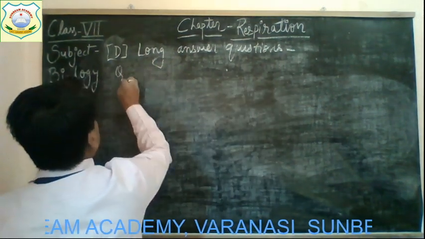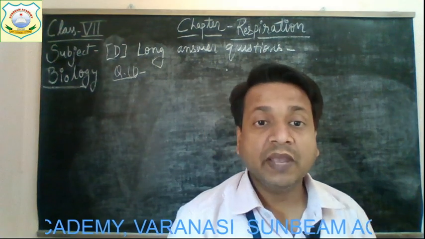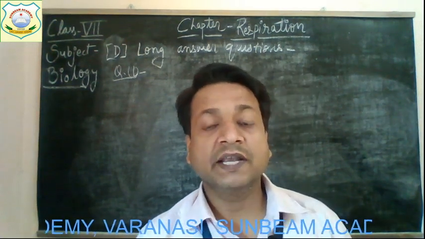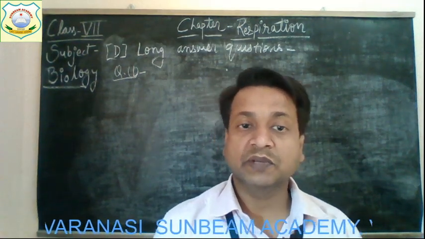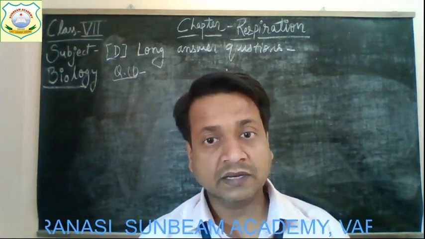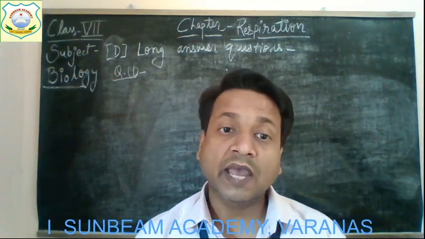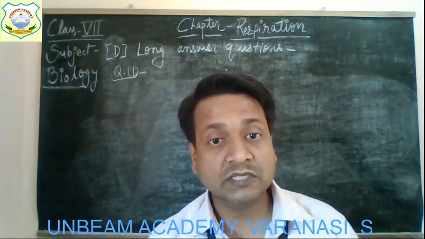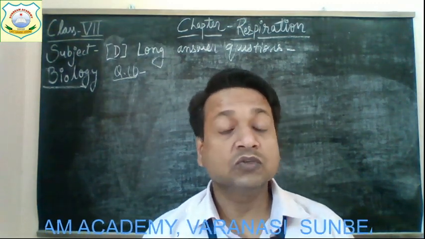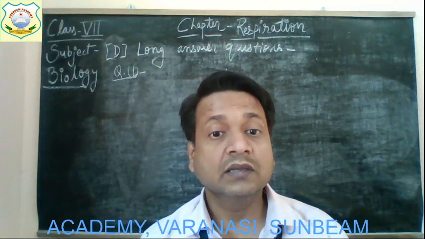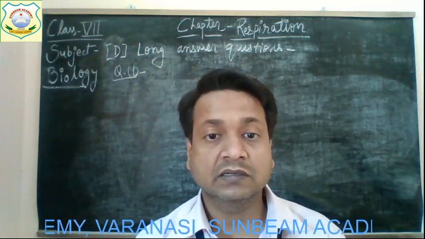And the question number 1 is, name and explain in one sentence each the two main processes of respiration. Get it? There are two processes involved in respiration. So you have to write the name of those processes in one sentence. Get it? So the two main processes of respiration are, the first one, external respiration or breathing.